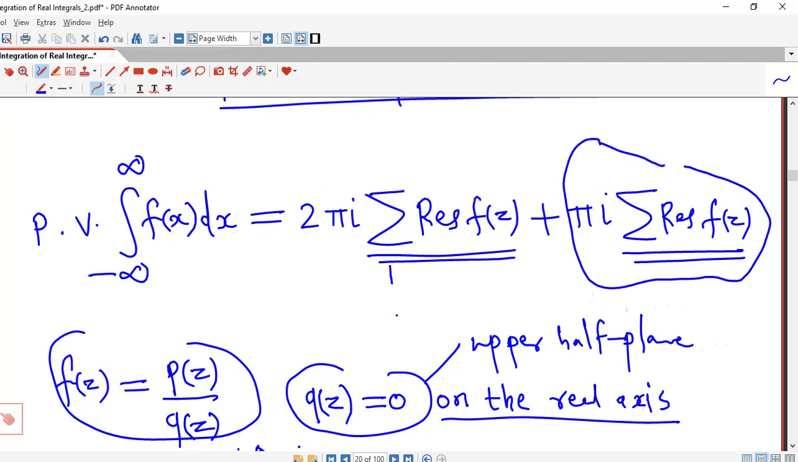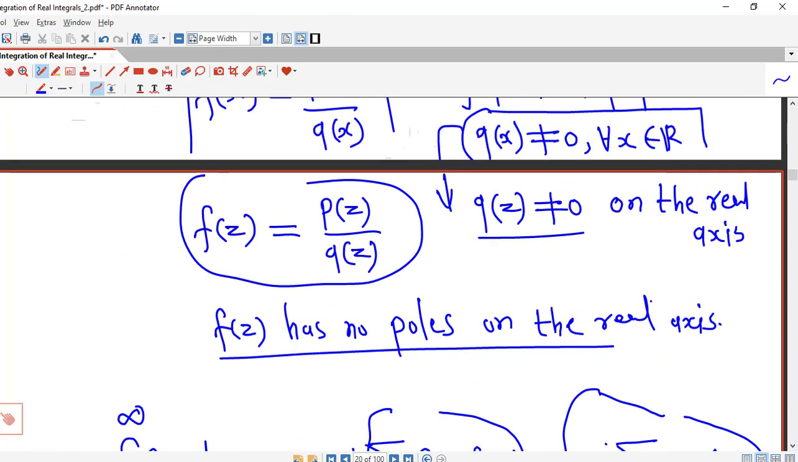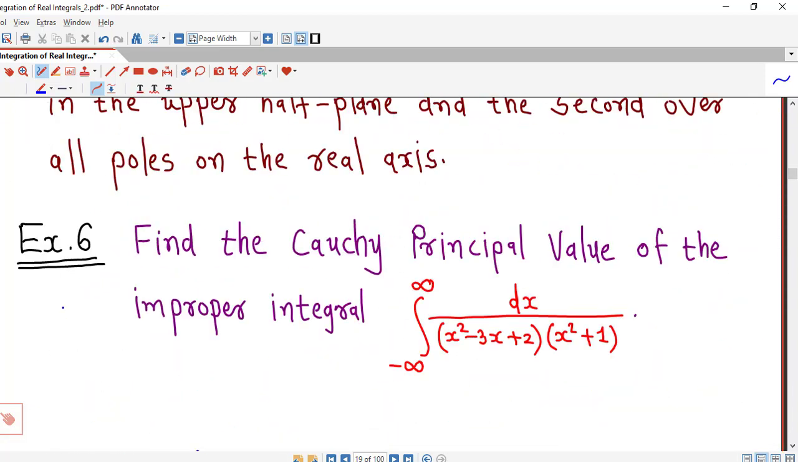In the previous formula we were using only the first summation because we had assumed that the given function f of z has no poles on the real axis. But if f of z has poles on the real axis, then we have to add this summation. So this first summation extends over all the poles of f of z in the upper half plane, and the second summation extends over all the poles on the real axis. So with this in mind, we can do example number 6 in today's session.